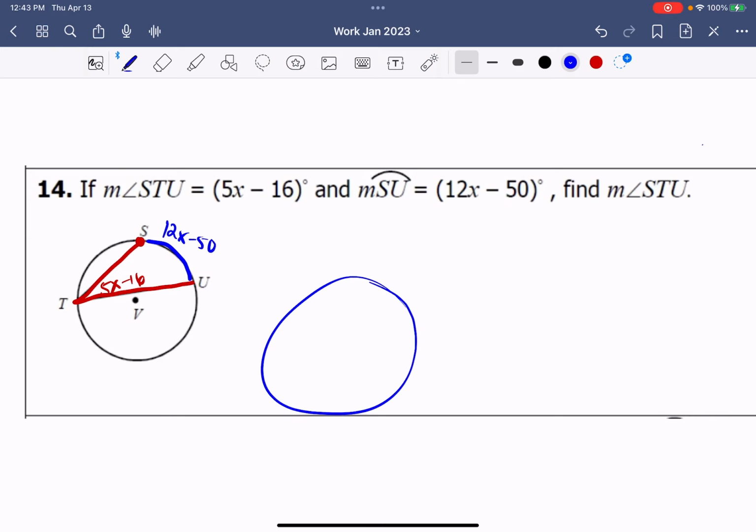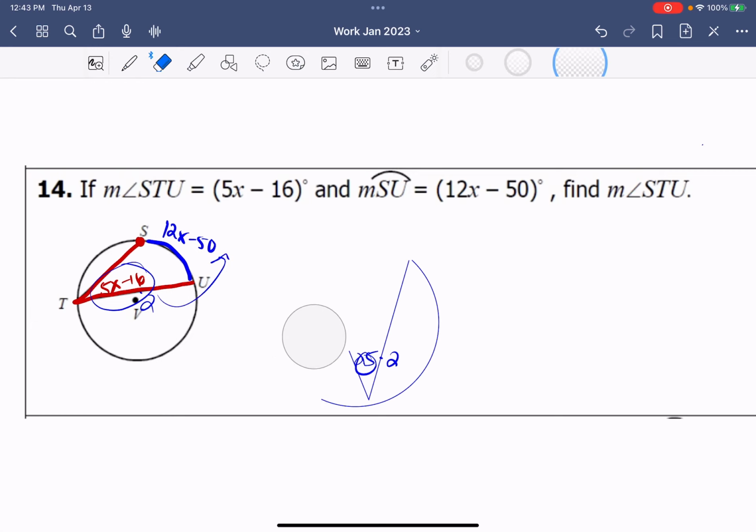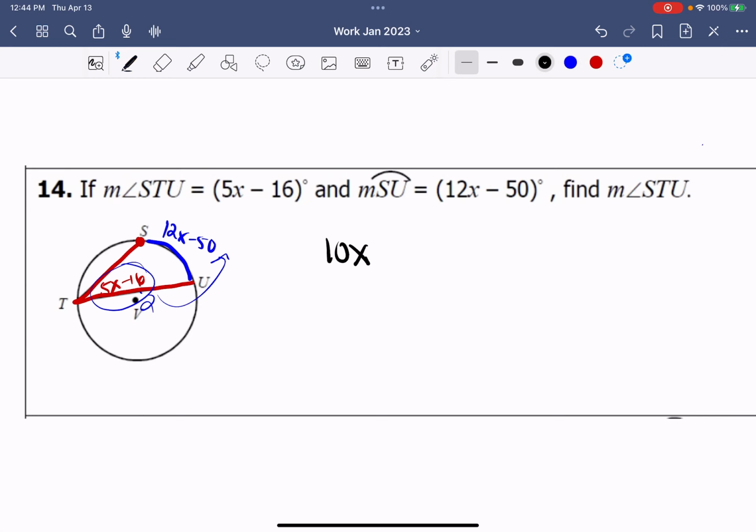Okay, which one do we normally multiply by 2? We normally multiply by 2 the one inside, because if the arc is 50, that means this small space is 25. So you got to multiply by 2 the inside angle. This is the one that gets multiplied by 2 so that it can equal the outside one. All right, so we're going to multiply again the equation 5x minus 16 by 2. 5 times 2 makes 10x, 16 times 2 makes negative 32, and now it can equal 12x minus 50.